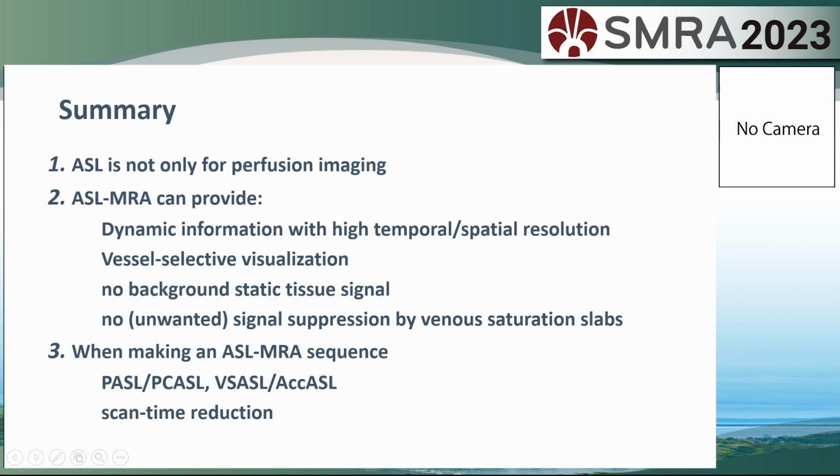So in summary, ASL is not only for perfusion imaging. ASL MRA can provide dynamic information with high temporal and spatial resolution. It can do vasoselective visualization, with no background static tissue signal and no unwanted signal suppression by venous saturation slabs. So while making the ASL MRA sequence, Picasso, Paso Picasso, VSASL, and acceleration-selective ASL are all suitable for different applications, and strategies for reducing scan time need to be considered.